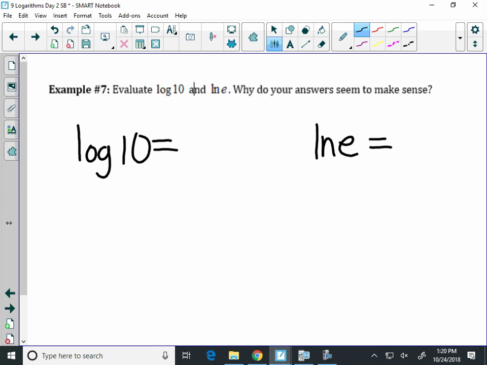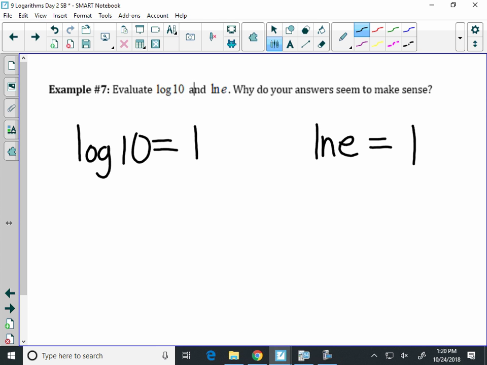So basically, there's like an e on the bottom. Power. Yeah, what'd you guys get for log of 10? What'd you guys get for natural log of e? 1.